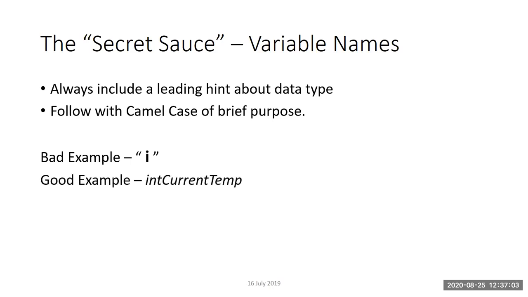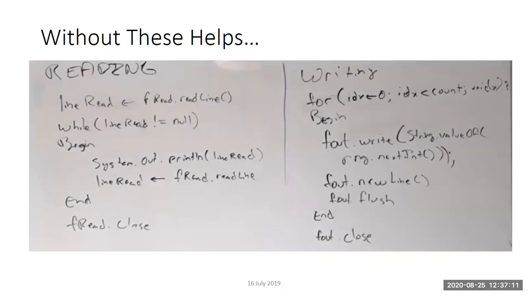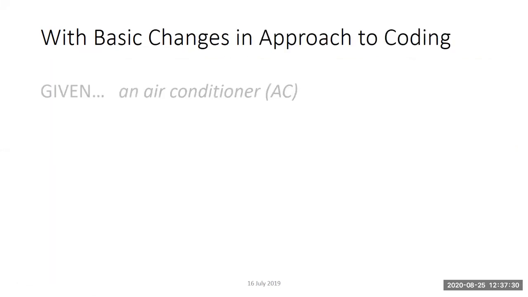A bad example, I. A good example, integer current temperature. So let's see how this works. Without these helps, here's an example of code that was written with a single letter variable. Oh, you have some functional statements there, but it's not really clear what's going on there. Here's what happens. Let's take a simple example of a scientific computing application that helps you control the ambient temperature in the environment where you're mixing chemicals.